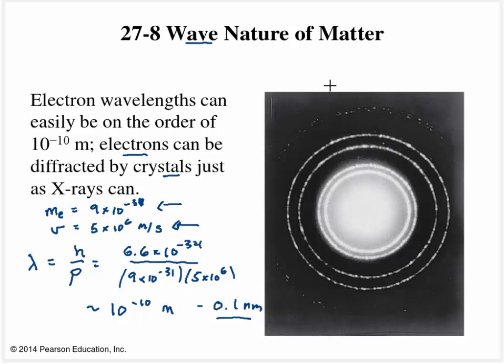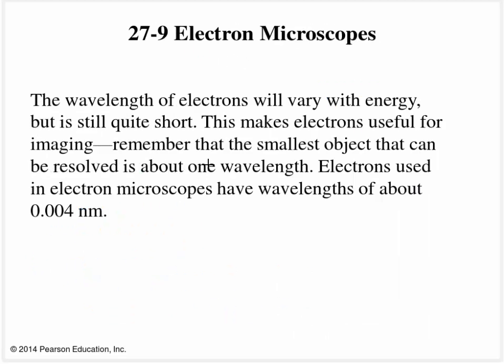The image you're looking at right here shows electrons that were passed through matter, and you can see that there's some clear diffraction going on here, where we have a bright band, then a dark band, a bright band, a dark band, a bright band, a dark band, a bright band, a dark band, and another bright band. So electrons do exhibit some wave-like behavior.